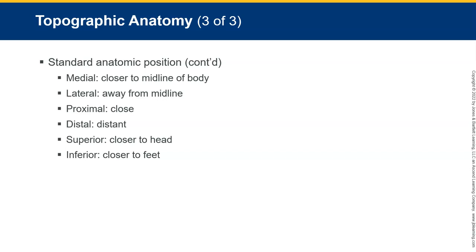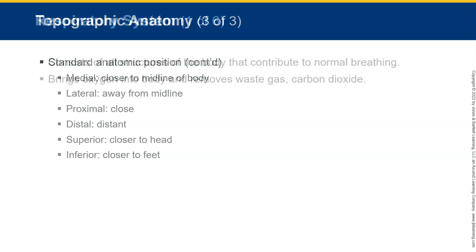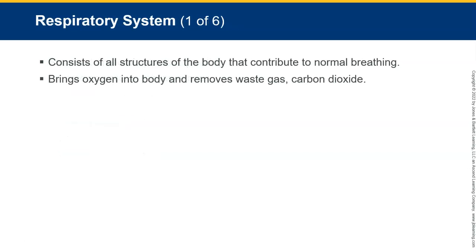Proximal is close. Distal is distant. Remember when we were talking about the elbow and the wrist: the elbow is proximal and the wrist is distal, because we're looking at where it's connected up to the shoulder. Superior means closer to the head, and inferior means closer to the feet. These may or may not be new words, but the way we're going to use them is a little different than most people without medical experience use them.